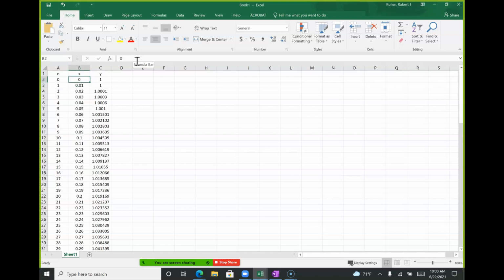For my x's, my first x is 0, but to get my next x, I have to add h. So I say, okay, take the previous x, which is B2, so equals B2 plus the h value, plus 0.01. And then the y is the complicated one, but it's that y next formula I gave you. So it should be take the previous y plus h times the previous x times the previous y. There I'm referencing C2 as my previous y and B2 as my previous x. And then the Control D will fill everything down.